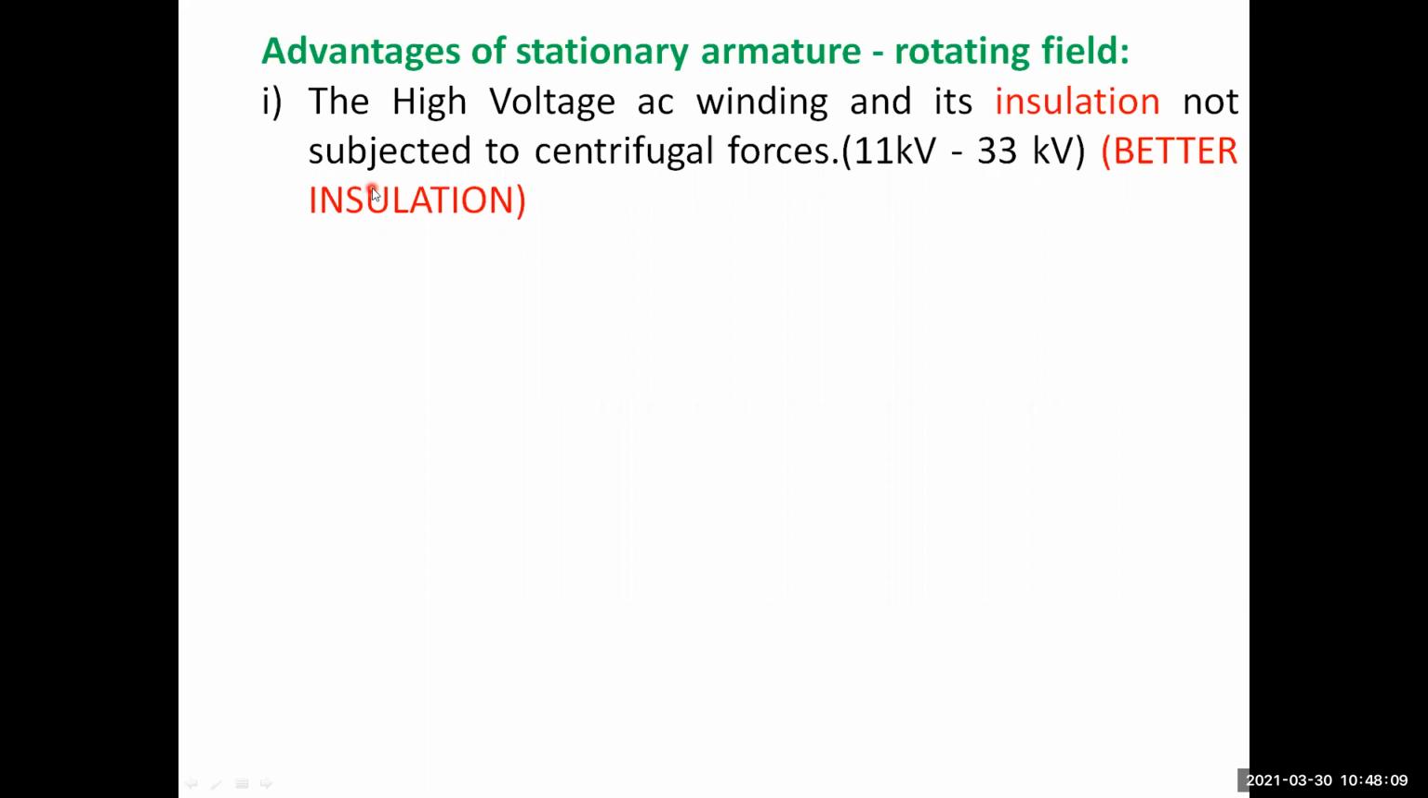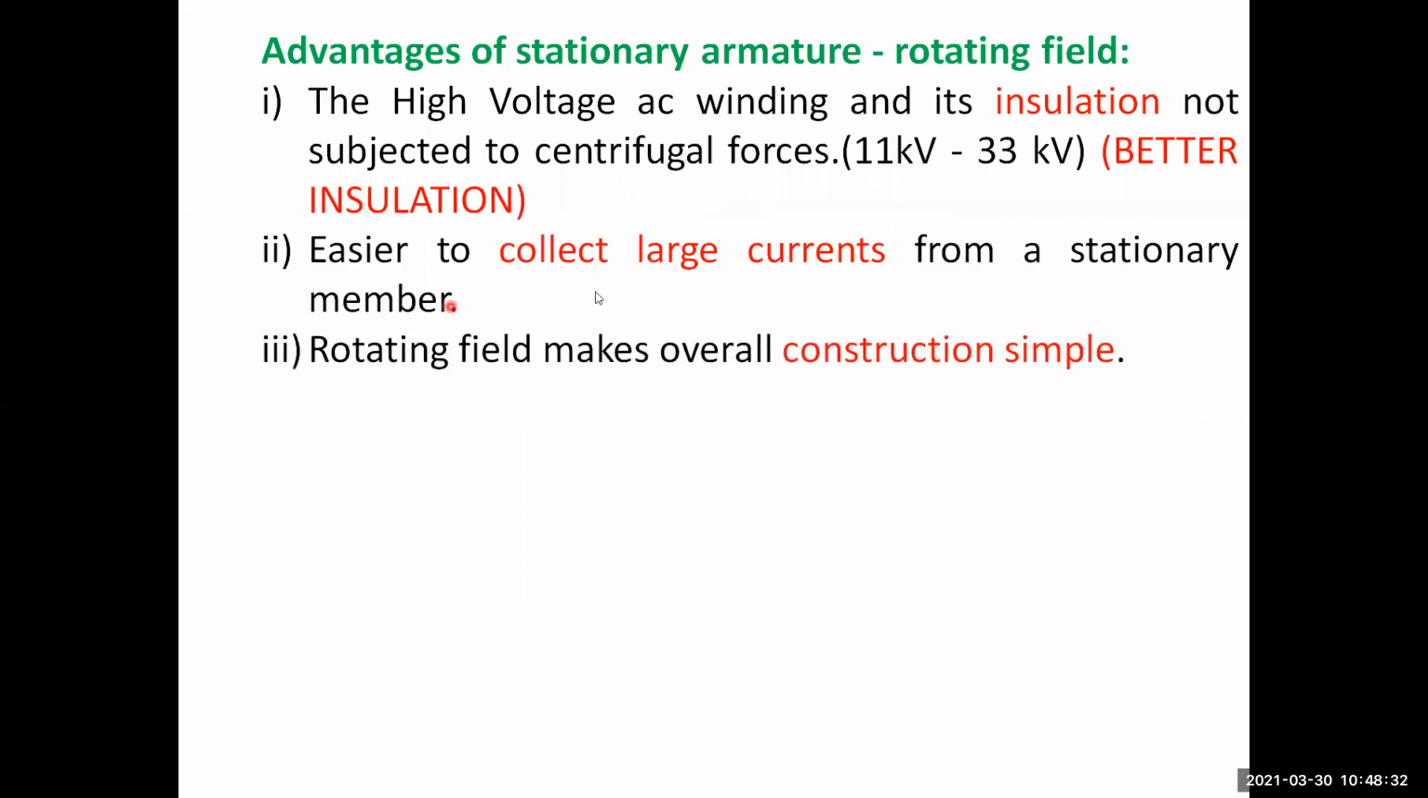Because of that, the armature winding is on the stator and stationary, and the field winding is rotating. Generally, we take machines like this because of these advantages. Insulation is not subjected to centrifugal forces. If it is stationary, proper insulation is possible to handle very high voltages.